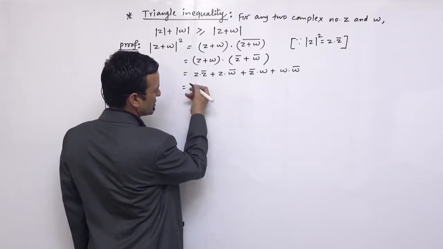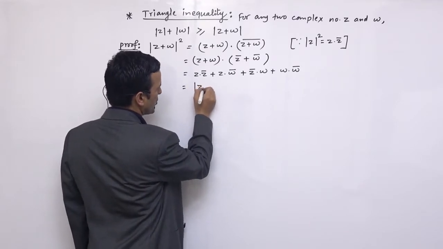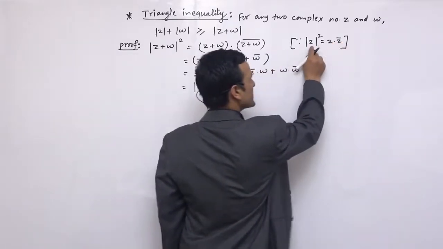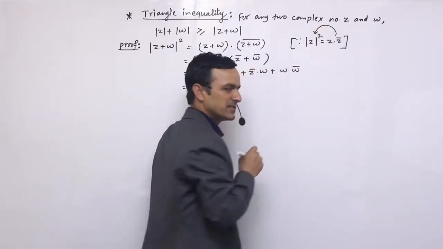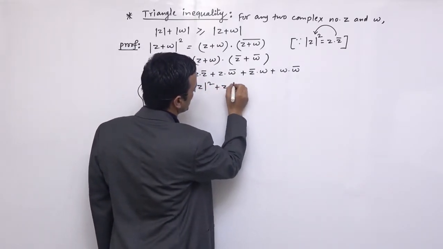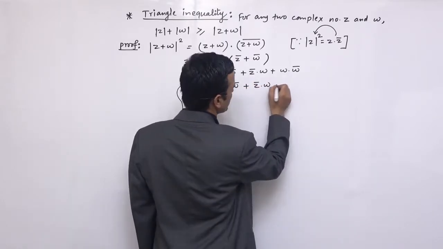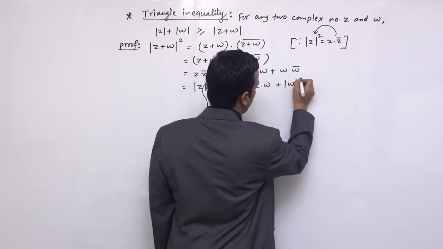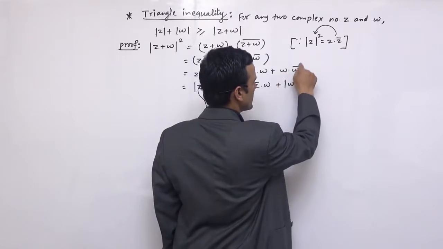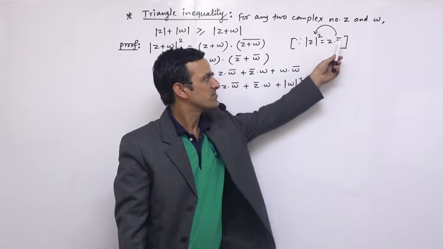अब हामी यसलाई यस्तो लेख्न सक्छौं, z into z bar means modulus z को स्क्वायर. सेम फर्म z into z bar लाई फेरि z स्क्वायर यताबाट यता पनि लेख्न सकिन्छ, यसरी पनि लेख्न सकिन्छ. यसलाई यस्तो लेख्ने प्लस z into w bar प्लस z bar into w प्लस w bar को स्क्वायर. सेम प्रोसेस हामी यसमा पनि युज गर्न सक्छौं. w into w कन्जुगेट भनेको मोडुलस w को स्क्वायर फ्रम दिस रिलेसन.